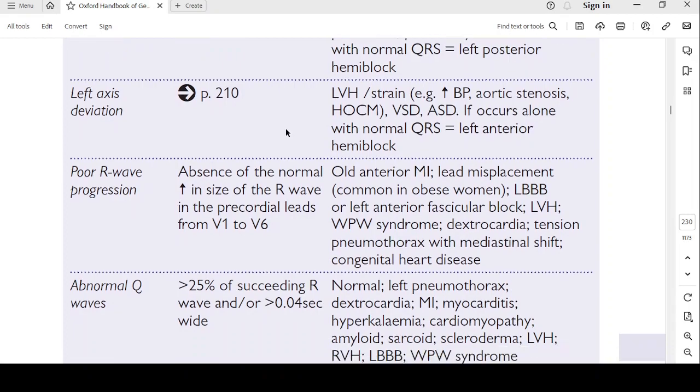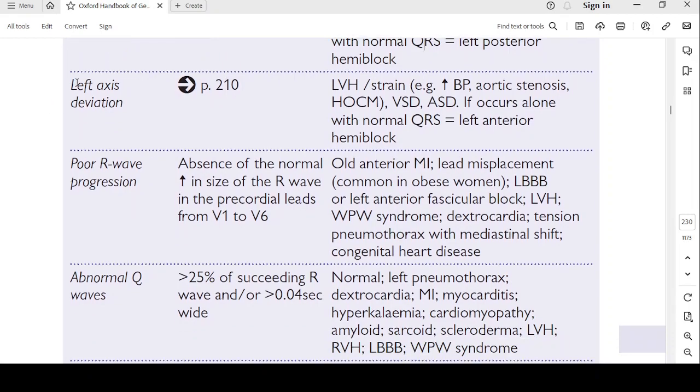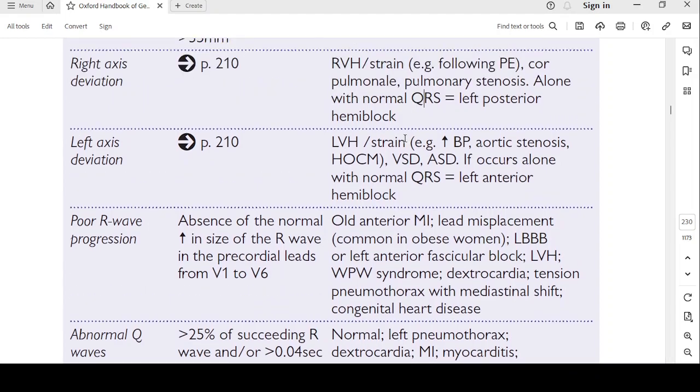Left axis deviation. So again, when is the axis deviated to the left side? When there is left ventricular hypertrophy and or a strain. Example, high BP, aortic stenosis, HOCM. So all the conditions for left ventricular hypertrophy. And then when there is a VSD or ASD, if it occurs alone, what happens is there is left ventricular hypertrophy.